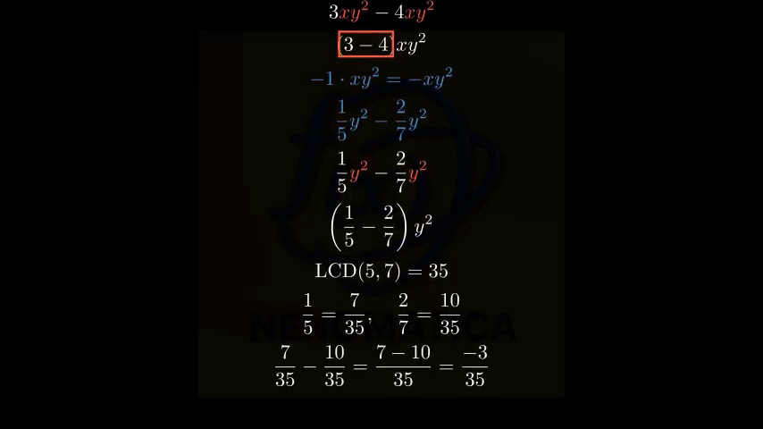7/35 minus 10/35 equals negative 3/35. So our final answer is negative 3/35 y squared.